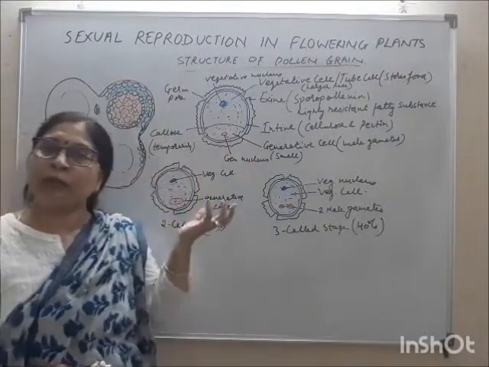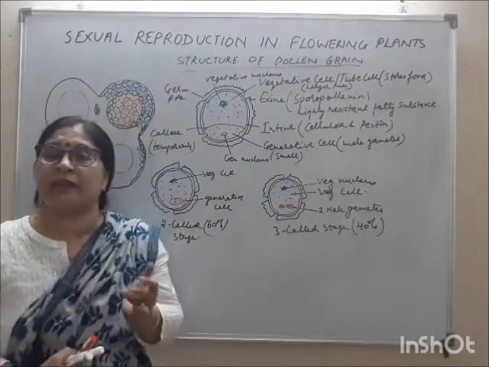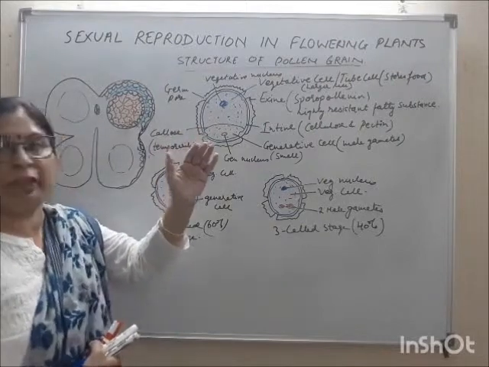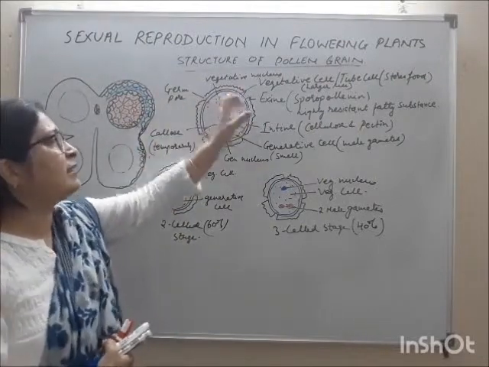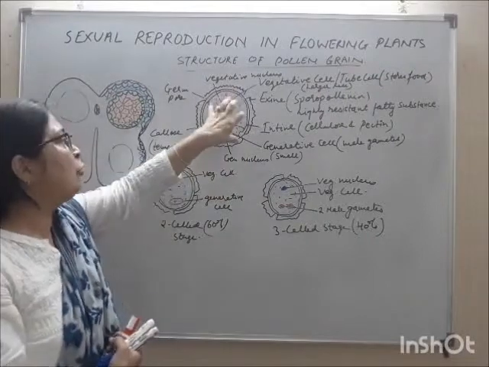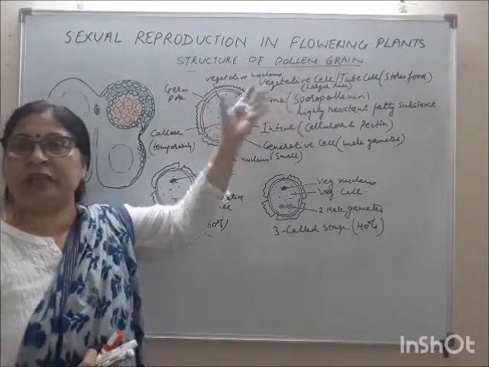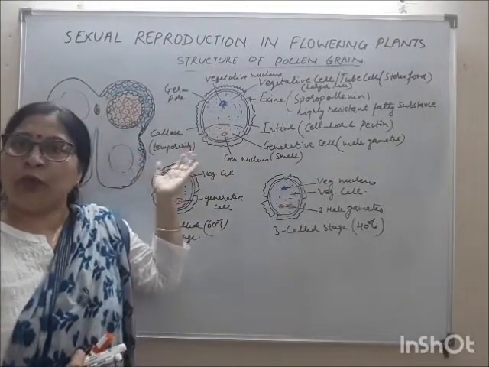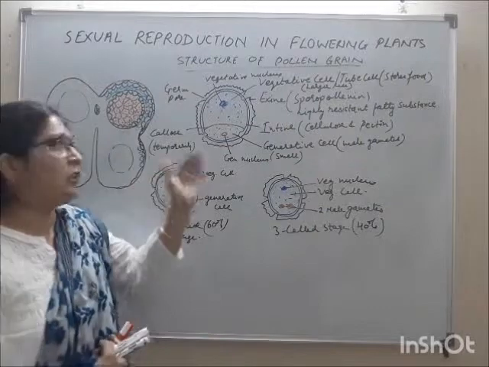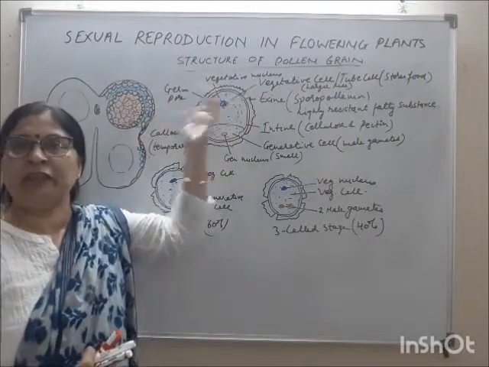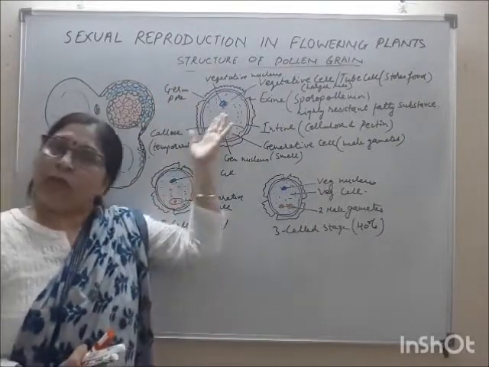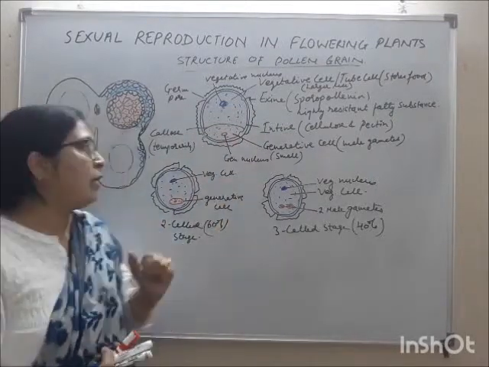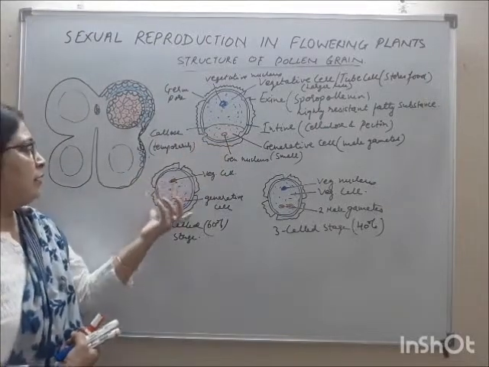Now, the microspore again undergoes mitotic division. The first mitotic division takes place and it divides the pollen grain into two cells, one larger vegetative cell and a smaller generative cell. So the microspore undergoes the first mitotic division and produces two cells, larger vegetative and smaller generative. The larger vegetative cell stores food. The generative cell produces gametes. Now next come to this part.